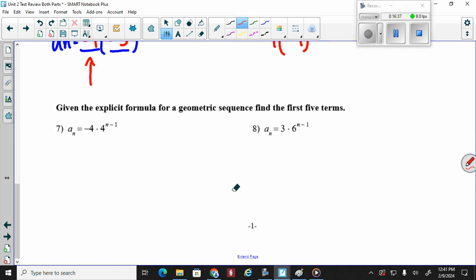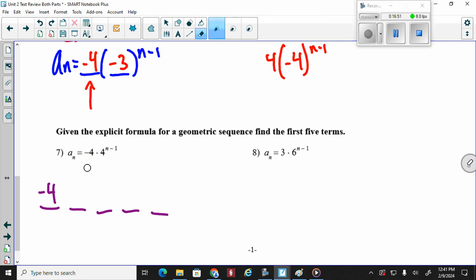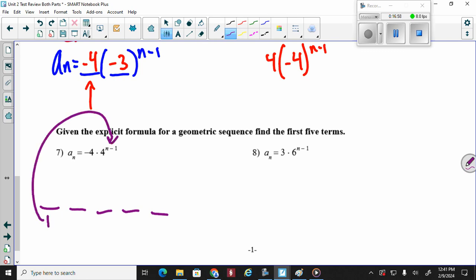All right. It says, given the explicit formula for geometric, find the first 5 terms. Very simply, 1, 2, 3, 4, 5. I know that this is my first term, negative 4. Okay? But let's say you forgot that that was your first term. Then again, just like arithmetic, take a 1, plug it in there. You get negative 4. Then take a 2, plug it in there, and you'll get negative 16.